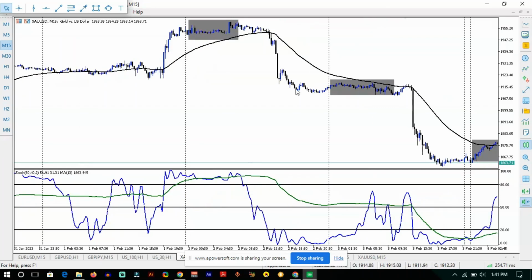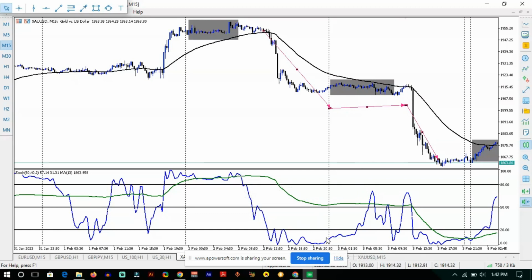Now there are moments when we drop. It's not a must that we are going to go back. There are those moments when we consolidate and then drop more, the way it happened here. So what do we do in such scenarios? This is what we do.